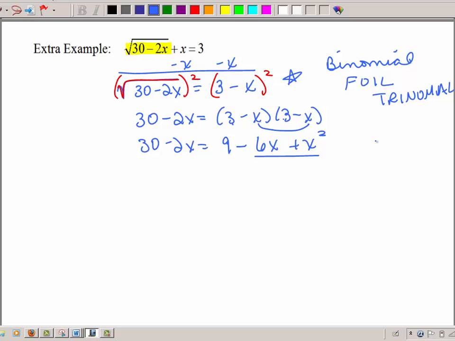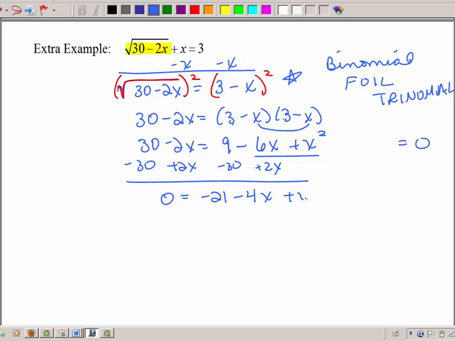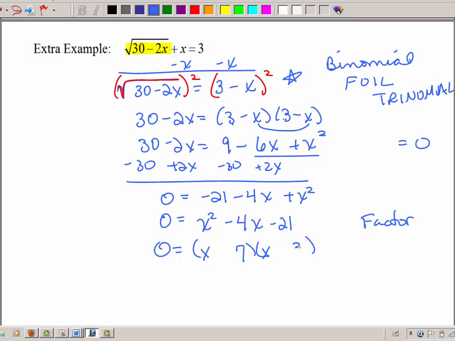Now since I have a quadratic, I need to set it equal to 0. So I'm going to subtract 30 from both sides and add 2x to both sides. So I have my 0 here, a negative 21, a minus 4x, and a plus x squared. Now I don't know about you, but that just looks backwards. So I'm going to rearrange it and put it in standard form. I don't change any of the signs, just rearranging. Now I'm going to factor that. I think 7 times 3 should work. Make that negative and that positive. And set each factor equal to 0. And solve.